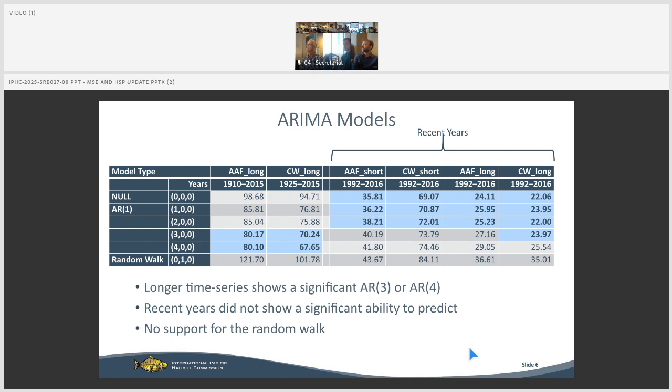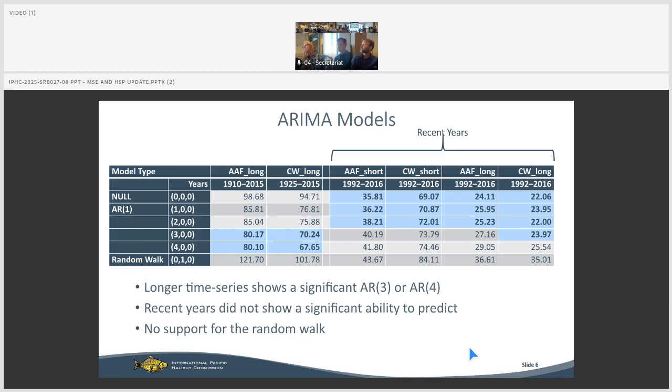And so we have in the first 2 columns over on the left, AA long and CW long, that's using all of the years from the main periods. And what this table is showing is each row is a different type of model, and it's showing the AIC from each of these different models, so we can basically do model selection.